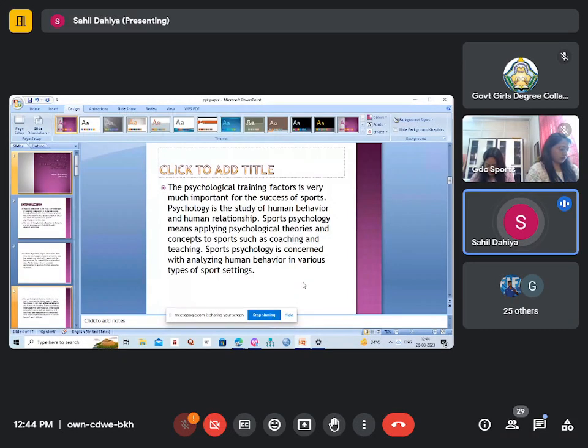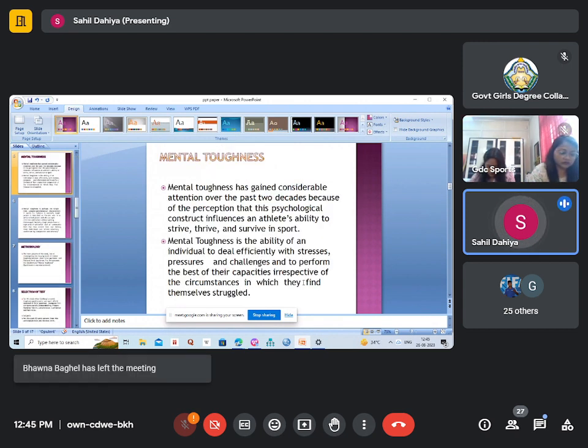The psychological training factor is very important for the success of a sportsperson. Psychology is the study of human behavior and human relationship. Sports psychology means applying psychological theory and concepts to sports, such as coaching and teaching. Sports psychology is concerned with analyzing human behavior in various types of sports settings.